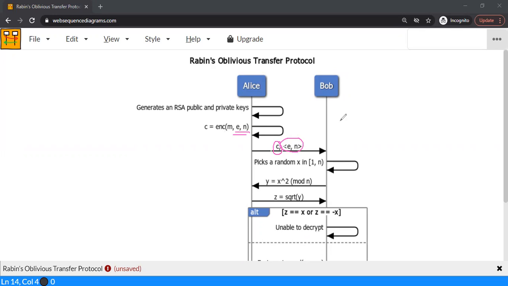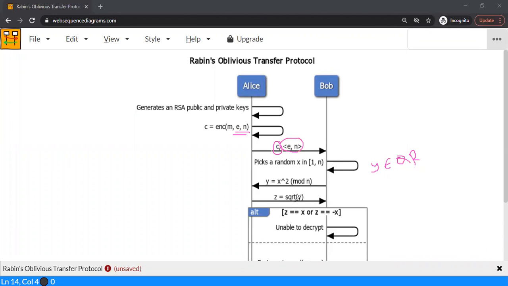So what Bob is going to do is pick a random number X in the range 1 through N, excluding N, and compute Y equals X square mod N. That means Y is a quadratic residue, right? Y is a quadratic residue because Y can be written as X to the power 2. So he sends Y to Alice and asks Alice to compute the square root of Y.